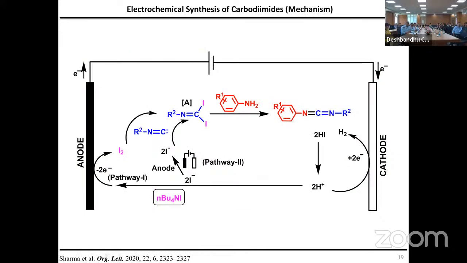If you see the mechanism, after a lot of cyclic voltammetry studies as well as control experiments, we found that tertiary-butyl ammonium iodide has a low oxidation potential, and this iodide at 0.7 volt itself can be converted into the iodine radical, or maybe via pathway 1, where the iodine can also be generated, and can directly react with the isocyanide to generate intermediate A, a diiodoimine, which gives the nucleophilic substitution reaction to synthesize carbodiimides. And these carbodiimides can be overall synthesized after completing the reduction cycle, where this H plus gives us hydrogen as the sole and only byproduct of the reaction.